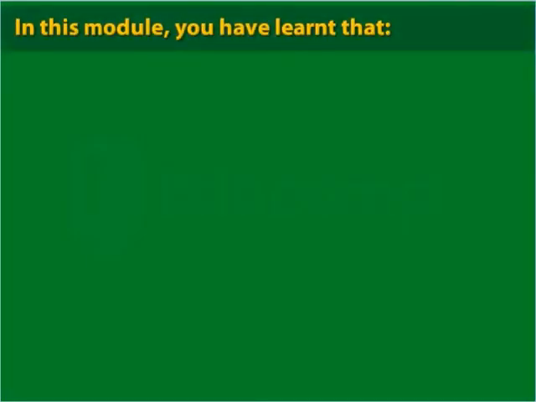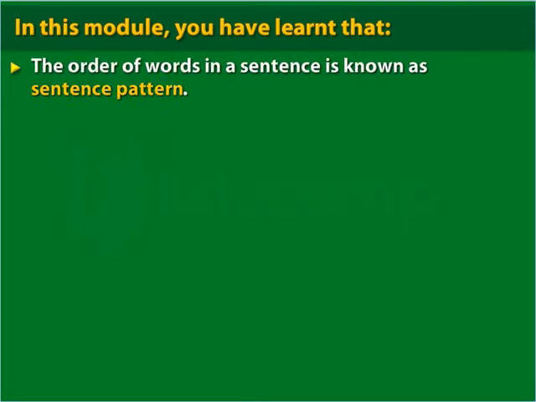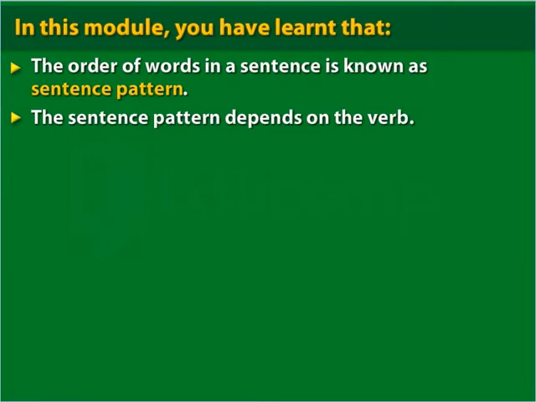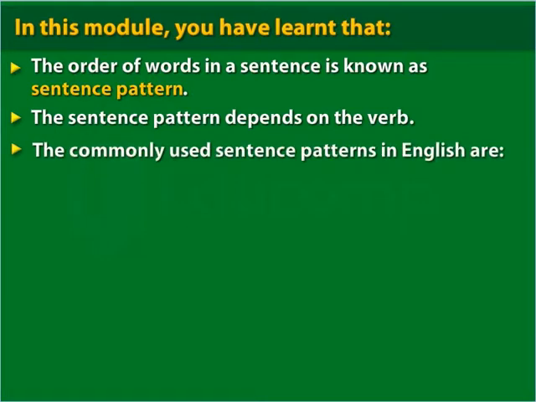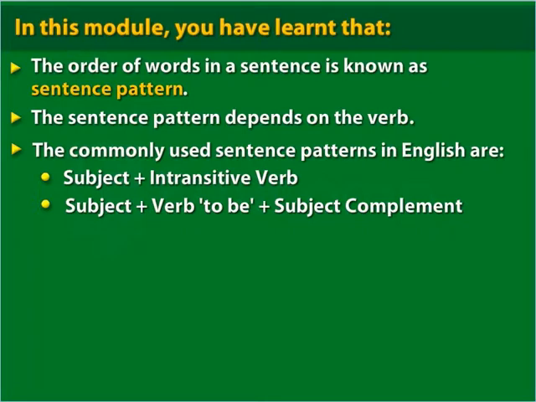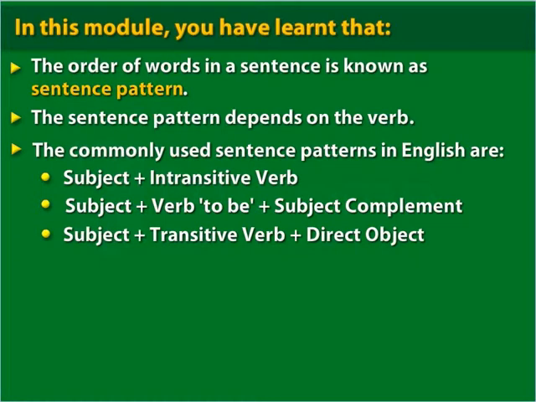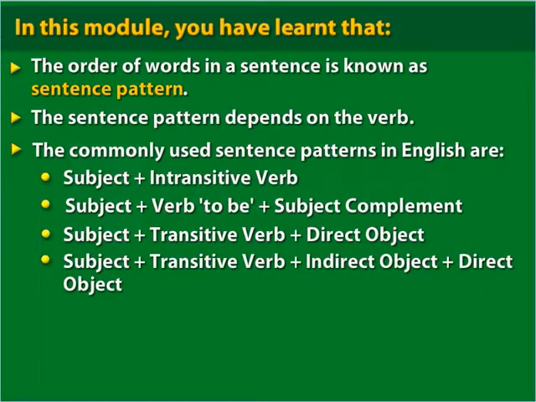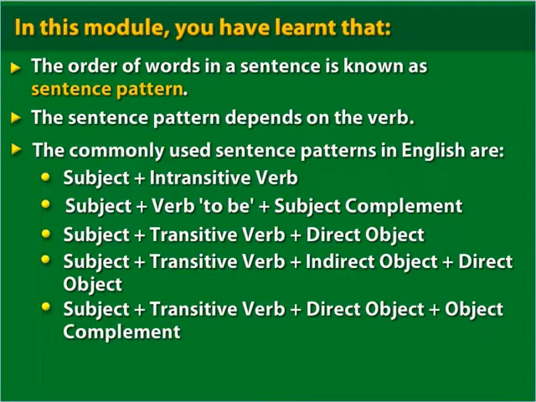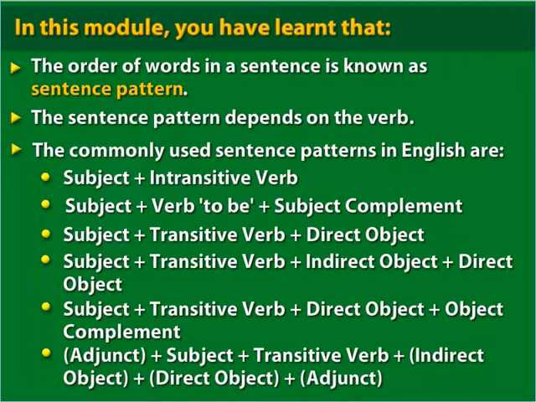In this module, you have learnt that the order of words in a sentence is known as sentence pattern. The sentence pattern depends on the verb. The commonly used sentence patterns in English are subject plus intransitive verb, subject plus verb to be plus subject complement, subject plus transitive verb plus direct object, subject plus transitive verb plus indirect object plus direct object, subject plus transitive verb plus direct object plus object complement, adjunct plus subject plus transitive verb plus indirect object plus direct object plus adjunct.